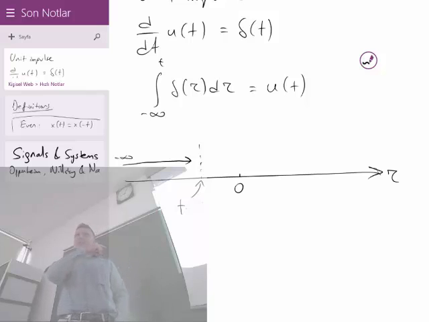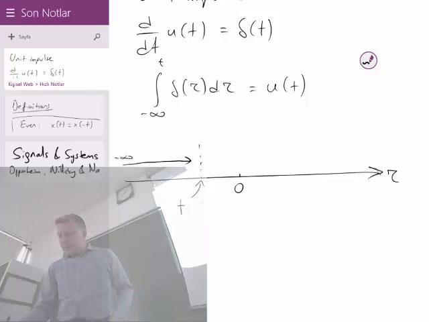Do you remember this unit step function? So what is the value before 0? Before t is equal to 0? 0. So all the integrations must give you a 0. Which means that delta t is also 0 all over those left-hand side portions. From minus infinity up to 0, everything is 0.